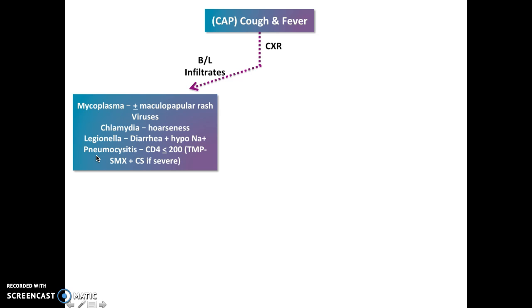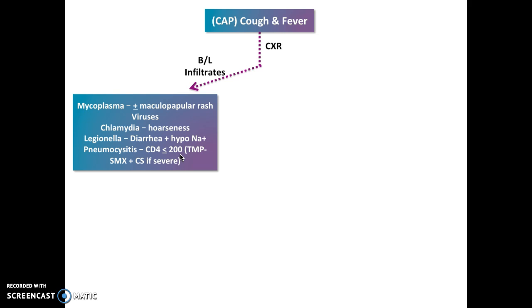Pneumocystis, so this is going to be your PCP or PJP. In immunosuppression under 200 CD4 positive cells, you basically want to be prophylaxing these people with your TMP-SMX. And if they have an infection that's really severe, give them the antibiotic, also give them corticosteroids.